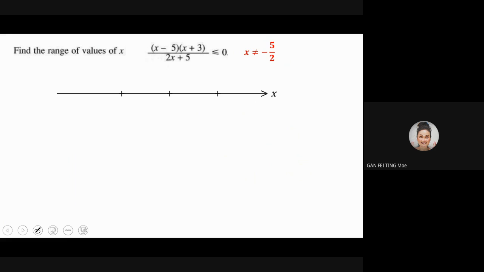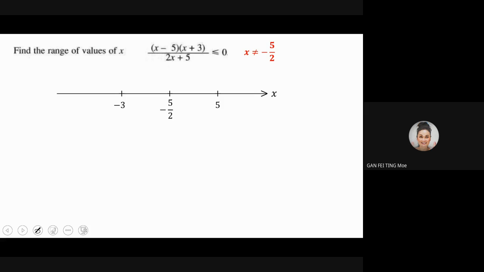I'm going to jot down the values on the number line. This is -3, where I get it from x plus 3. This is -5/2, where I get it from the denominator. And x is 5, where I get it from x minus 5. Why do I arrange them in this order? Remember, this is a number line. A number line is arranged so that the value on the left is smaller than the value on the right. So you have to arrange them, because I'm telling you number line.